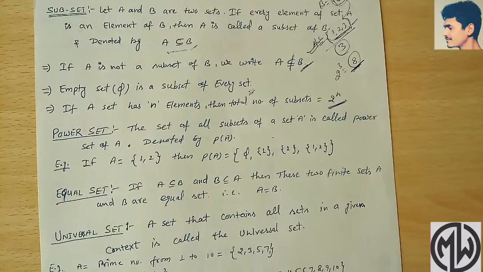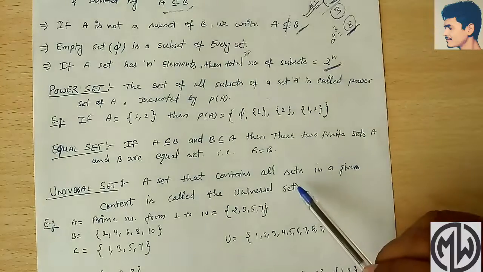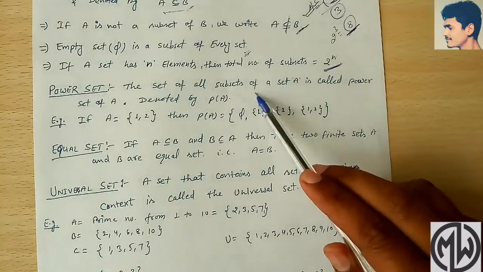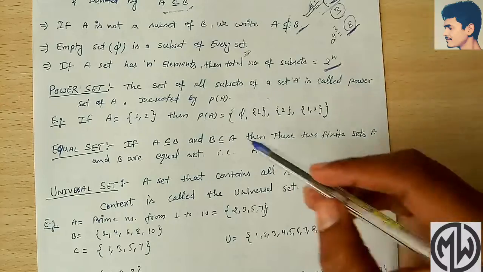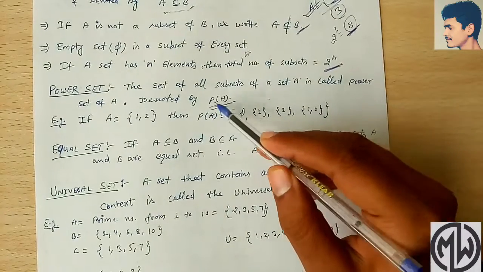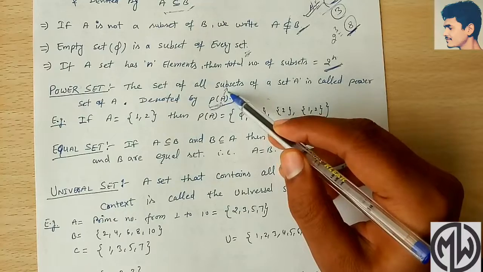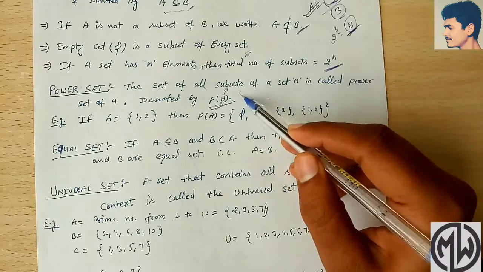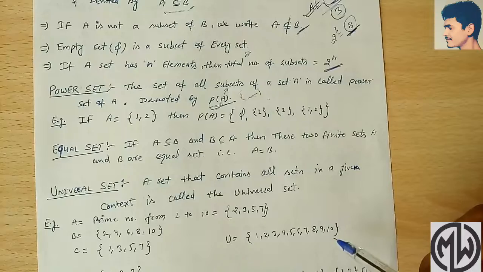Alright, next is power set. The set of all subsets of a set A is called the power set of A, which is denoted by P(A), the power set of A. Whatever subsets are formed from A, another set of all of those is called the power set.